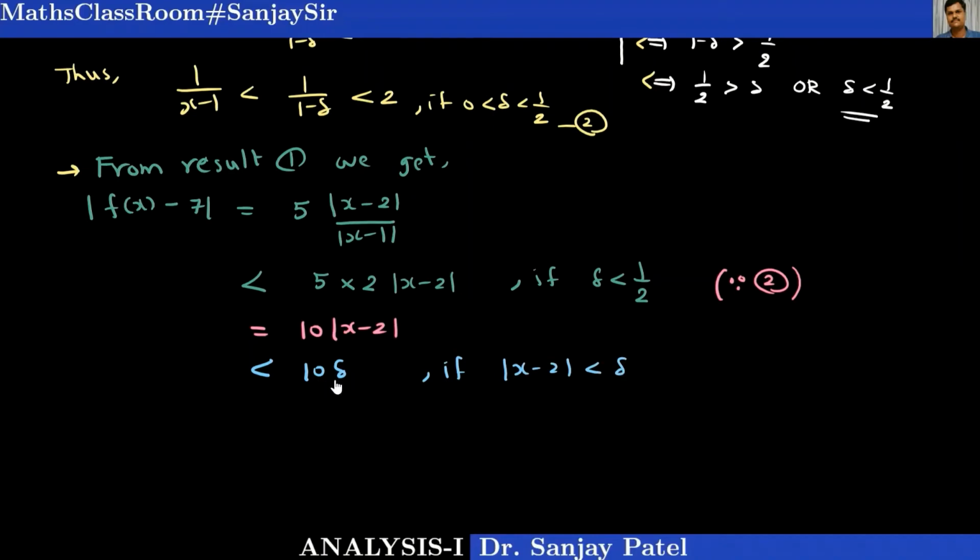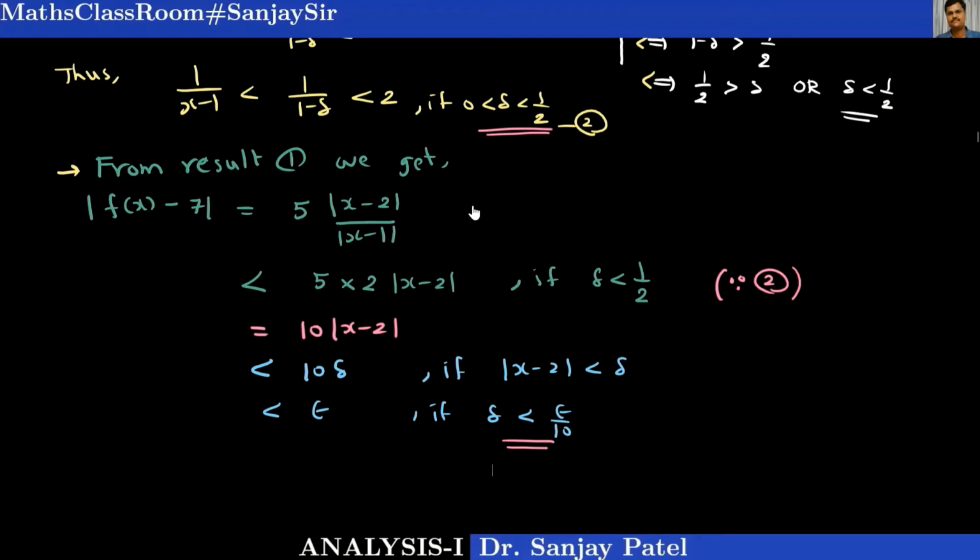So this suggests if I want to make fx minus 7 less than epsilon, I must choose delta either epsilon by 10 or something less than that. So this is less than, say, epsilon if my delta is less than epsilon by 10. Okay, so I have imposed two conditions on delta. The one condition is that it must be less than 1 by 2, and the second condition is delta must be less than epsilon by 10. I want both of them to be true in order to have this fx minus L less than epsilon.